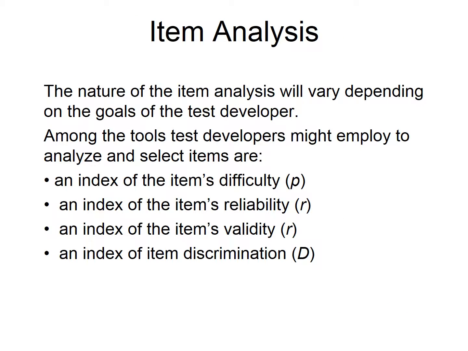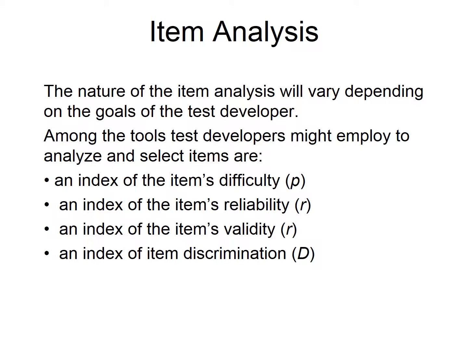So we're going to end this section on item analysis. This is looking not at reliability across all items, and not at whether we're actually measuring what we think we're measuring, but at the individual items. The nature of item analysis will depend on the goal of the test developer.